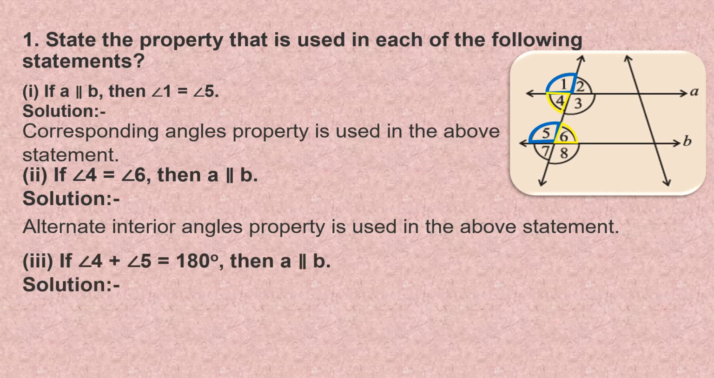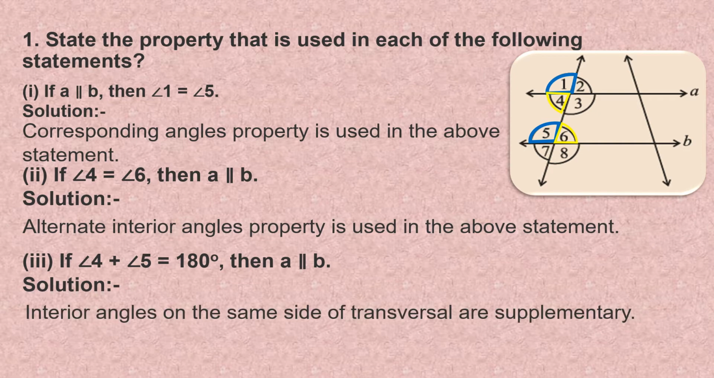If angle 4 plus angle 5 equals 180 degrees, then A is parallel to B. What is this property? Look at the picture, angle 4 and angle 5 are on the same side of the transversal. Then the sum is 180 if two lines are parallel.